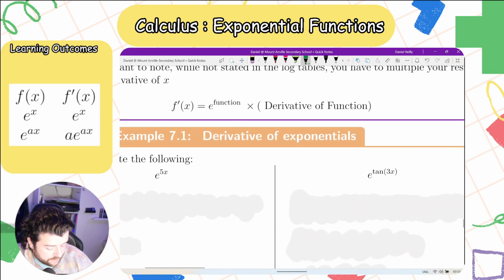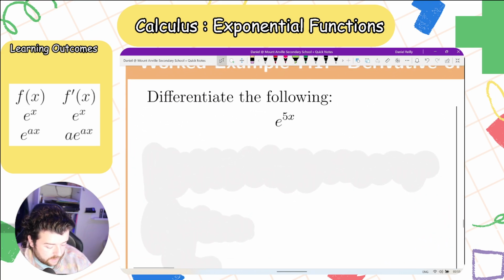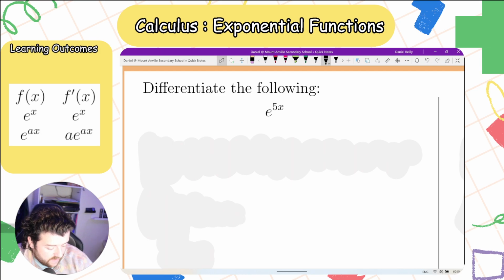Multiply them. So differentiate e to the 5x, very easy. My function will just be e to the 5x. Multiply now by the derivative of 5x, which is just 5. So my answer is 5e to the 5x.